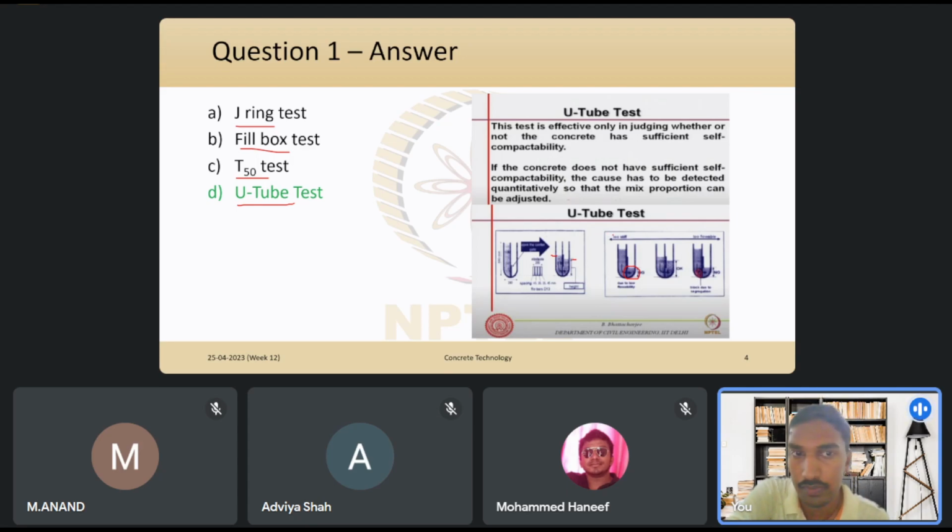So that's how the YouTube test works. This is the test that we use to test for the self compactability of SCC. Yes. So we'll move on.